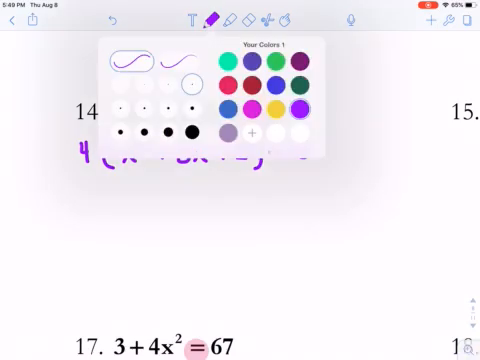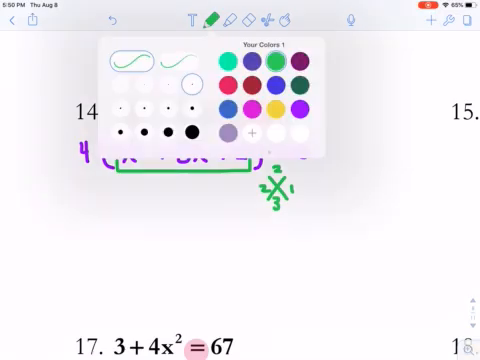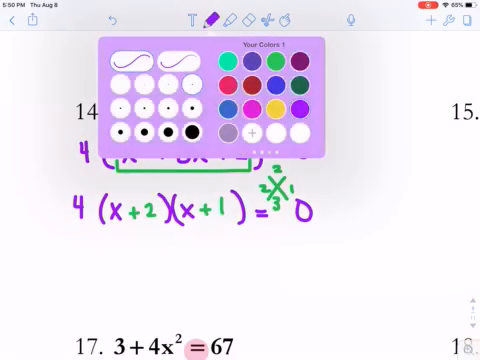I'm going to look inside the leftover quadratic and try to factor it some more. I can factor this as a trinomial, thinking of two numbers that multiply to 2 and add to 3. And that would be 2 and 1. So actually, I can continue factoring to say that, here we go, x plus 2 and x plus 1. So I factored it completely.